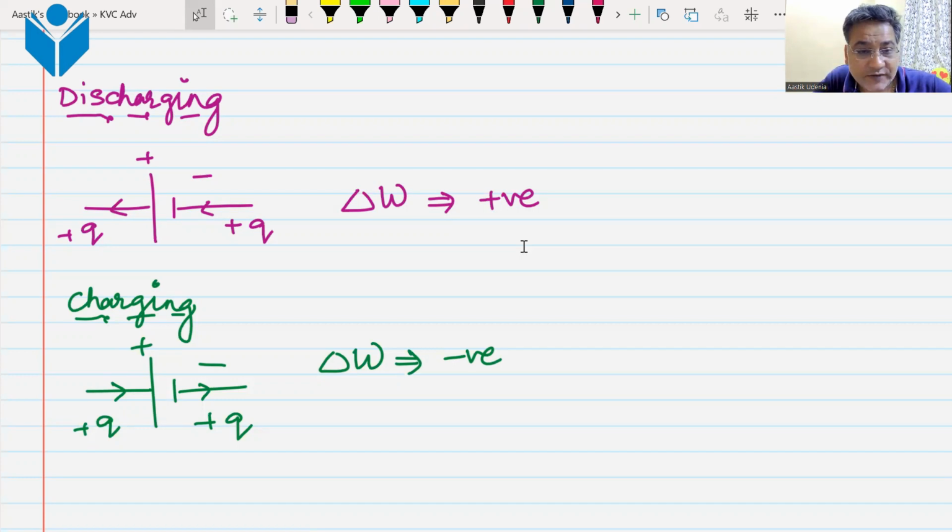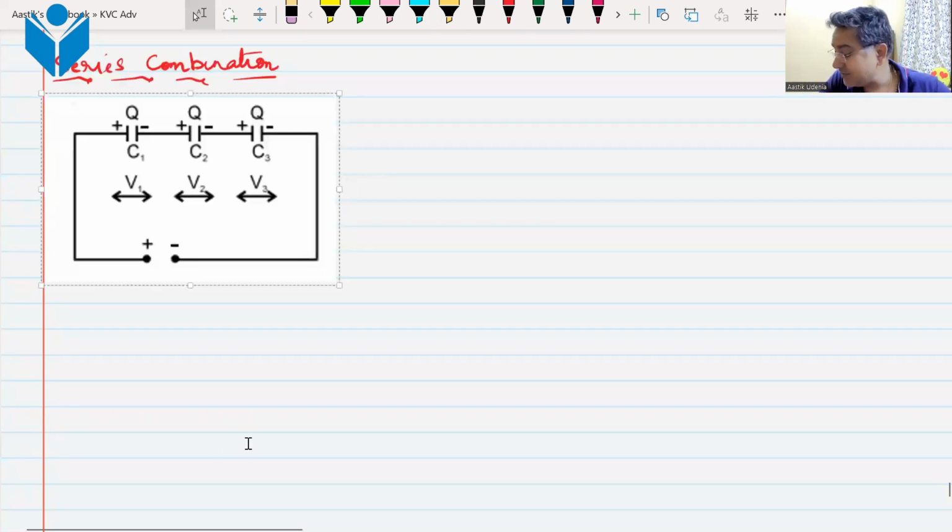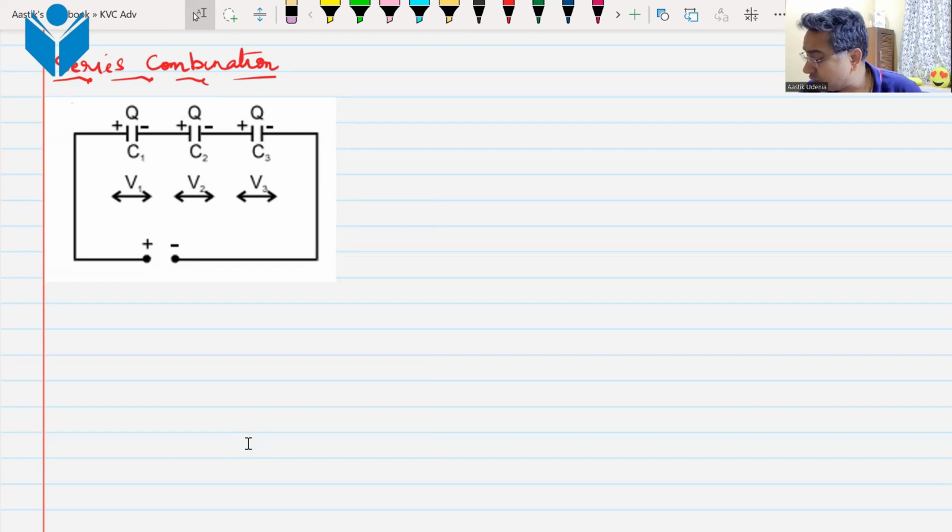That takes us to the next heading. We will go through it very quickly, and that next heading is the combination of capacitors. The first type of combination is known as the series combination. Series combination of capacitors. What happens in series combination? Everyone knows this, yes or no? Yes, sir. Current remains same. In series combination of capacitors, same charge will flow through all the capacitors.